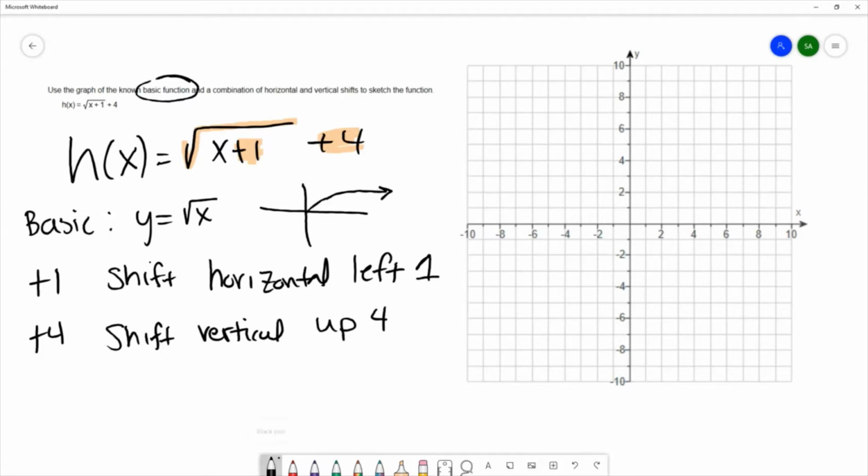I would start off with my basic graph. My basic graph is that half of a sideways parabola. And then I'm going to do the horizontal shift first and then the vertical shift. So my horizontal shift will move to the left 1 unit. And then my vertical shift will move up 4 units.